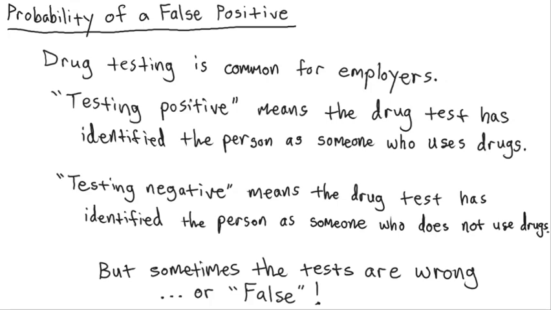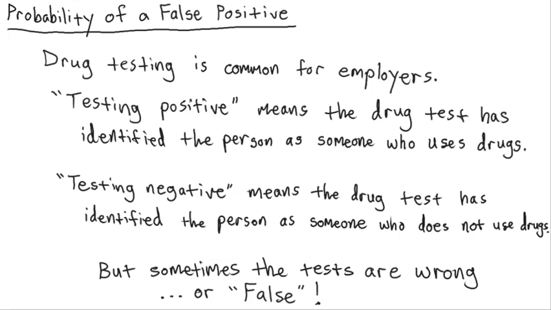There are two possible outcomes to the drug test, and we're going to call those events. One event is that you test positive. Testing positive means that the drug test has identified the person who takes it as someone who uses drugs. The other event is that you test negative, and those are the only two possibilities. There is no third option. Testing negative means that the drug test has identified the person as somebody who does not use drugs.